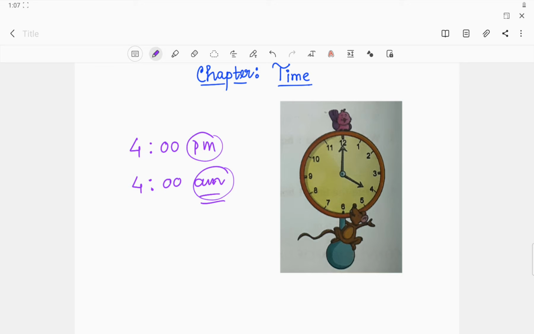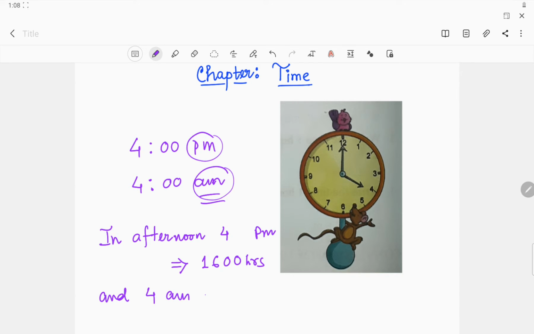And for the 24 hour clock, in the afternoon, this 4 PM will be 16 hours, and if it is 4 AM, then it will be 0400 hours. So it is the morning. Clear?